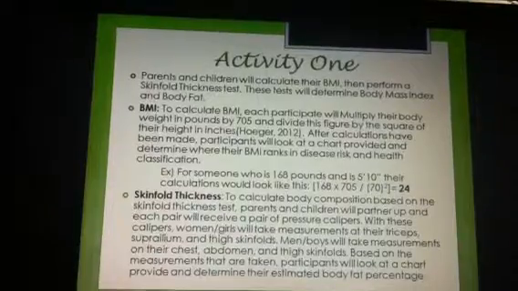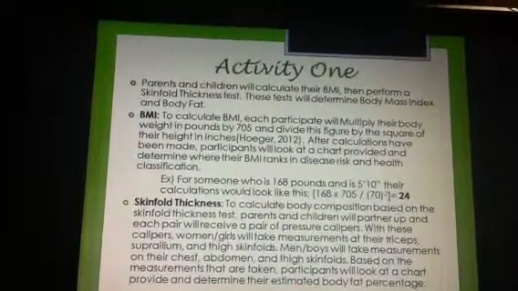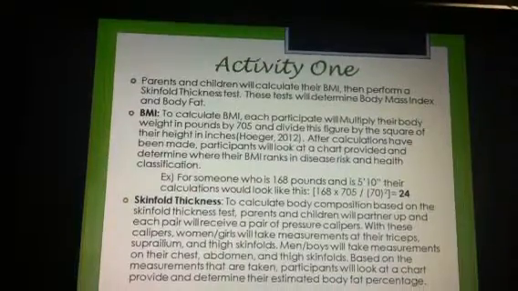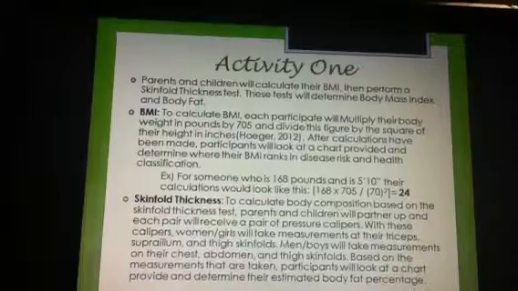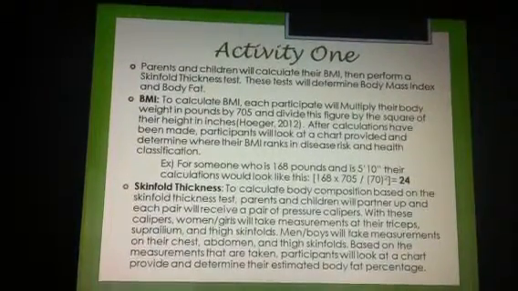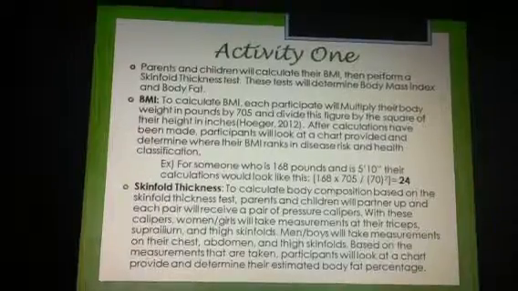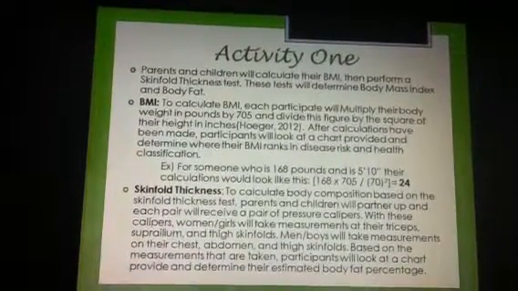the mom and daughter would take measurements of their triceps, their suprailium, and their thigh skin folds, and the father and son would take their measurements on their chest, their abdomen, and their thigh skin folds. And then based on the measurements that are taken, the participants would look at a chart that's provided to them and determine their estimated body fat percentage.